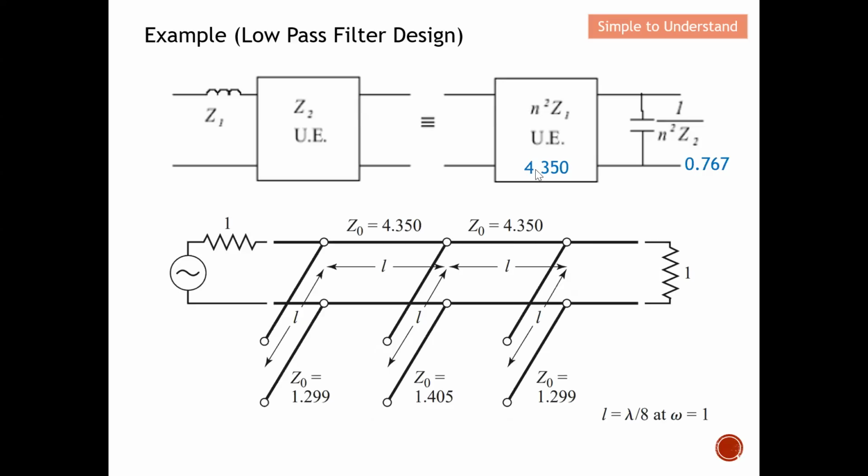Okay, so basically this 4.35 will be here. This part here, remember, because for the capacitor, I need to do a 1 divide. So 1 divided by 0.767 will be equal to 1.299.